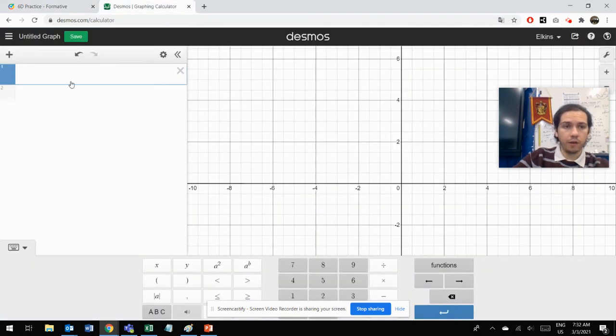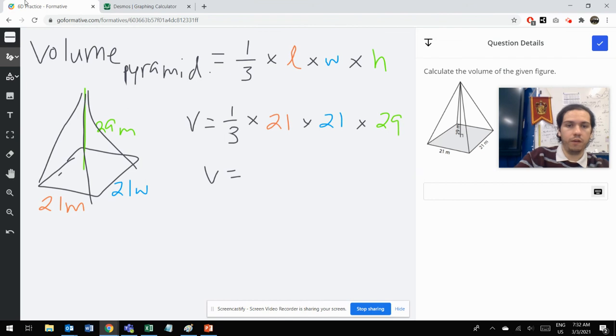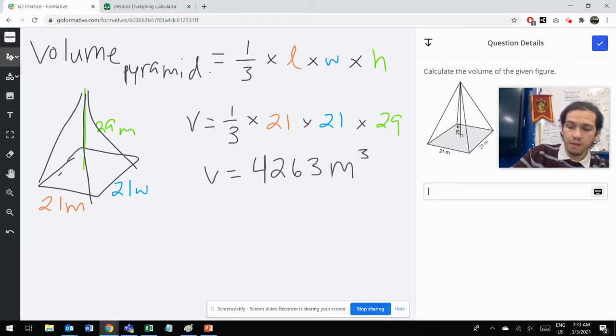So I'm just going to go ahead and do 1/3, which is 1 divided by 3, times 21 times 21 times 29. And that gives me 4,263. And this is meters, so I'm going to make sure I write meters cubed. And that is how we find the volume of a pyramid.